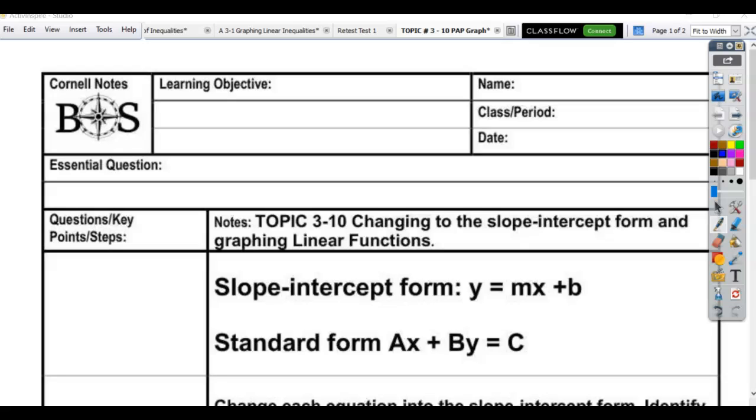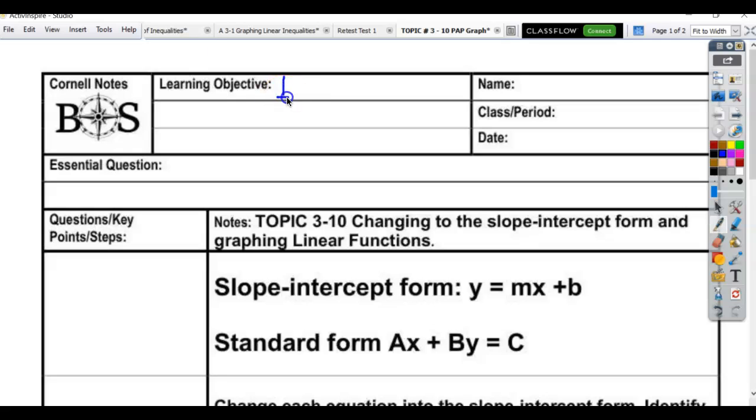Okay, we're going to talk about graphing equations again from the slope-intercept form, but one thing that you're going to learn today is how to change a standard form into a slope-intercept.